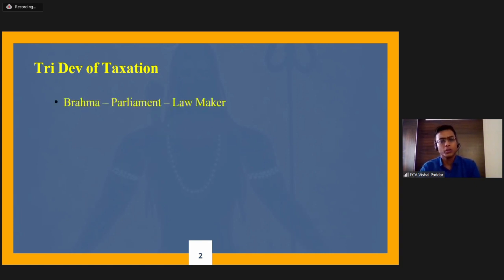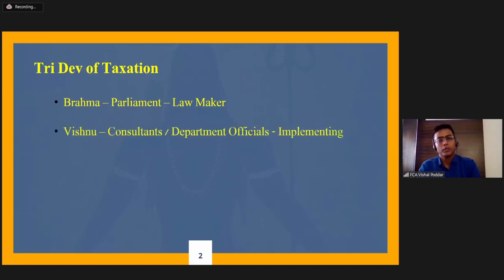In our subject of taxation, the role of Brahma, the maker, is of the parliament, and in case of GST specifically, it is also the council. Then comes the role of Vishnu. It is played by we, the consultants, and from the government side, the departmental officials, where our role is to ensure the proper, smooth, and efficient implementation of the law created by our Brahma, that is the parliament.